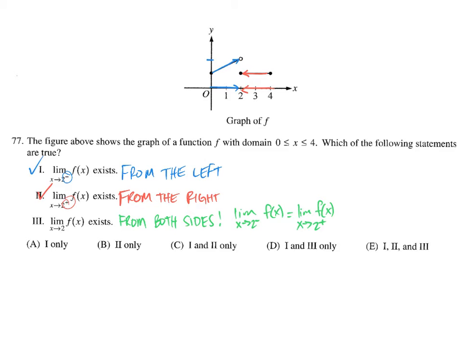Well, from the left side we were going to this value, whatever it was. From the right side we were approaching this value. They're not the same. If they were cars, they would be driving to 2 different places. So this guy does not exist. So it looks like 1 and 2 are good. So the best answer choice should be C.